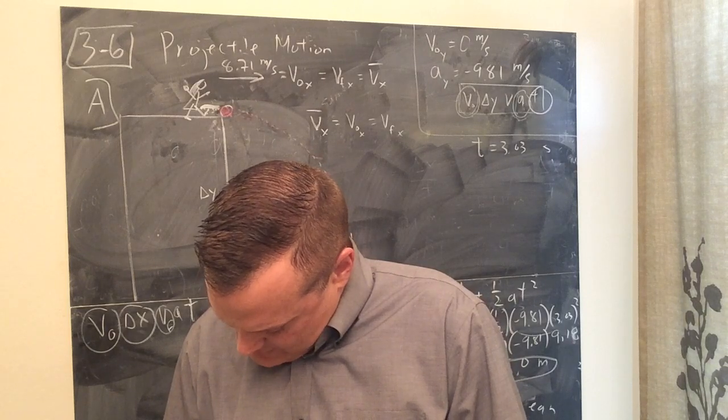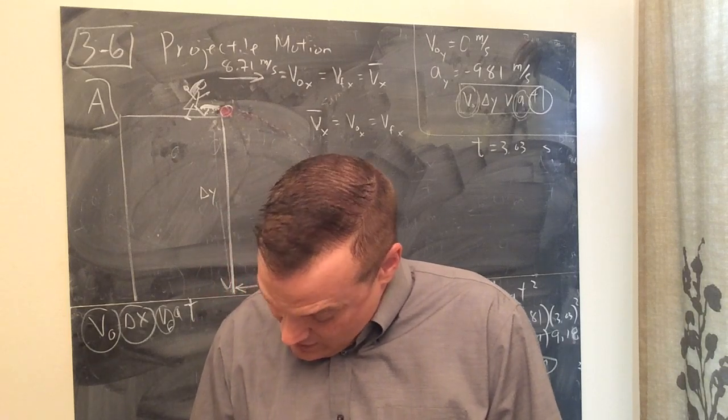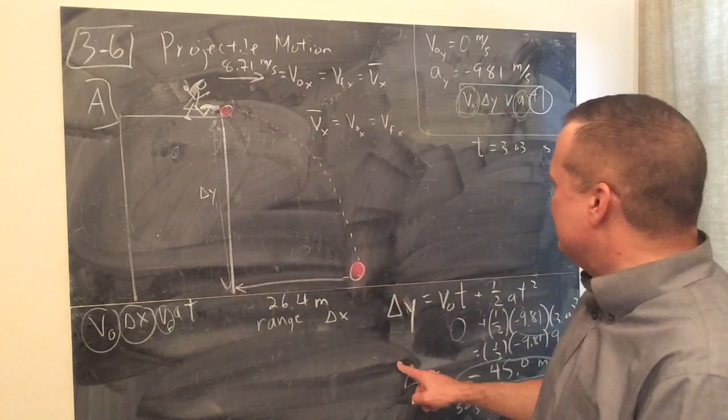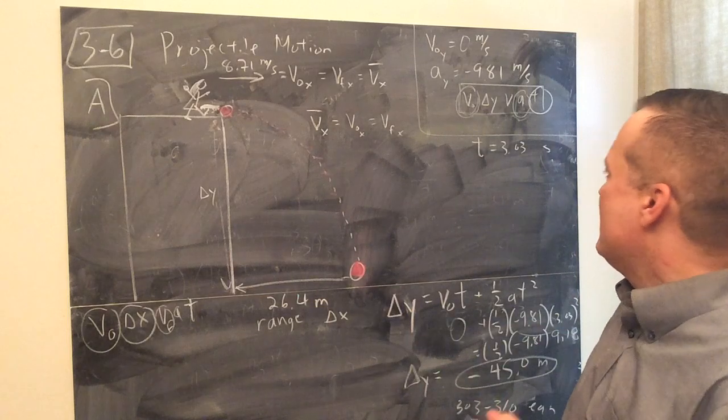The time of travel and the height of the building. Okay, we got the time of travel, 3.03 seconds. B, the height of the building. So that would be B. I guess I could have left my time up there.